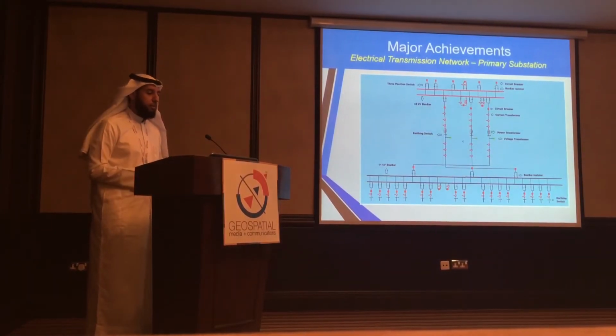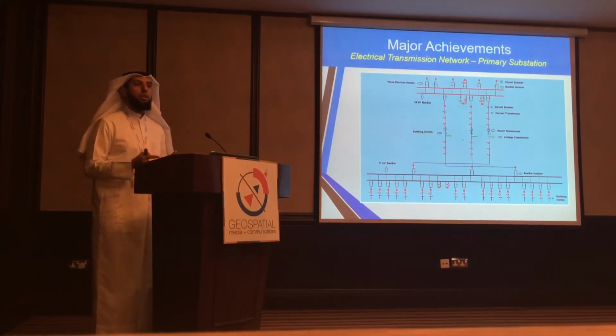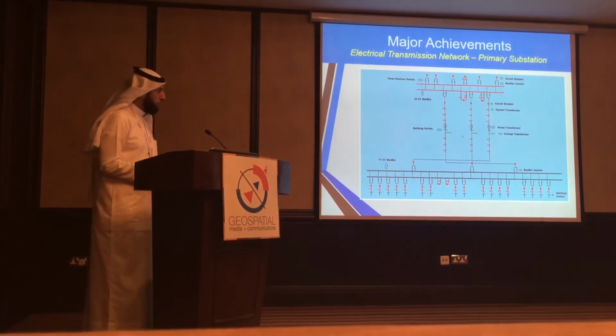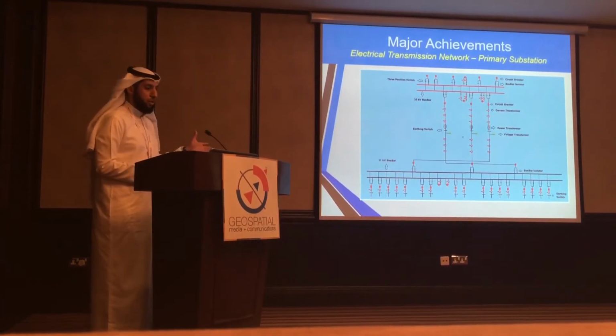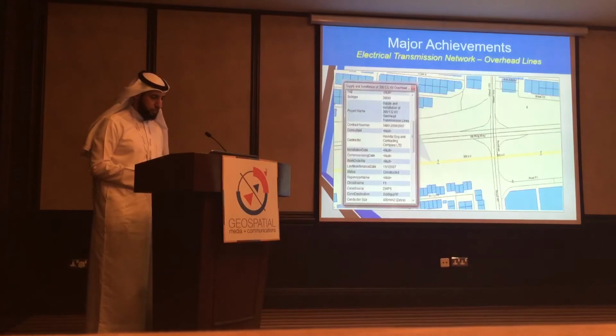In the same way, we have the primary substation. We have the single line diagram for the primaries. We have the exact location for the primaries, also the exact routes for the underground cables. As you can see here, the internal layout for the primary substation, and this is on the transmission network.